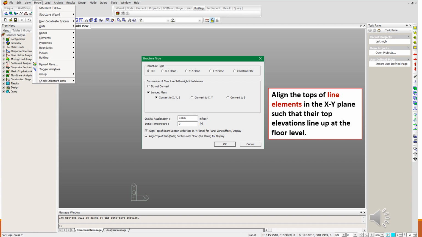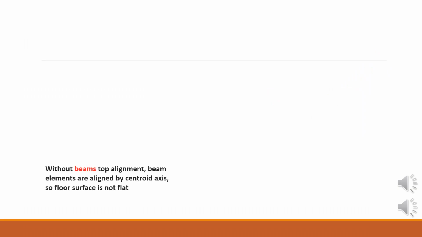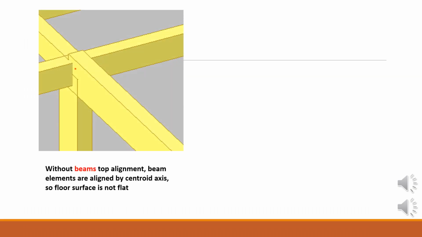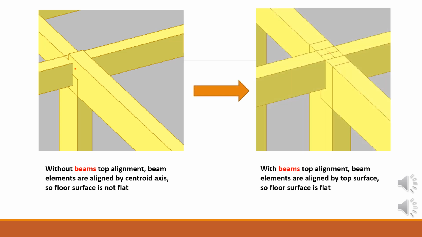Align the tops of line elements in the xy plane such that their top elevations line up at the floor level. Without beam's top alignment, beam elements are aligned by centroid axis, so floor surface is not flat. With beam's top alignment, beam elements are aligned by top surface, so floor surface is flat.